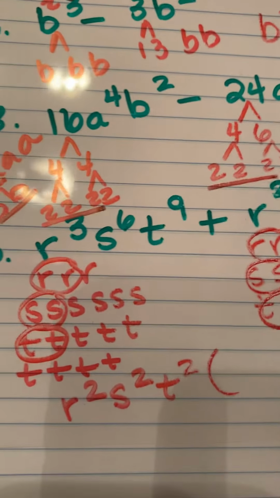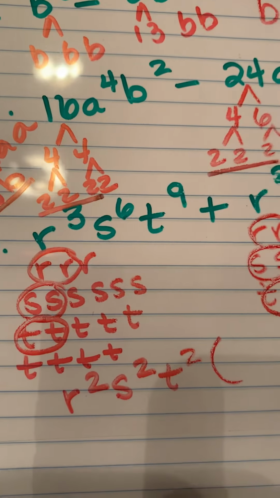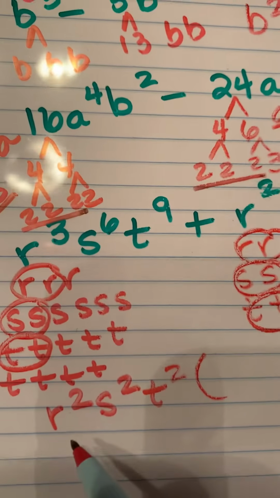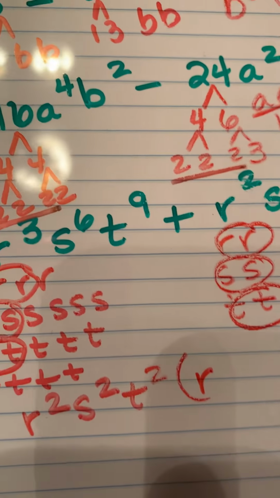All right, part 3 continued. So r to the second power, s to the second power, t to the second power. So look here, what do I need? I need 3 r's. How many do I have? I only have 1. So give me 1 more.